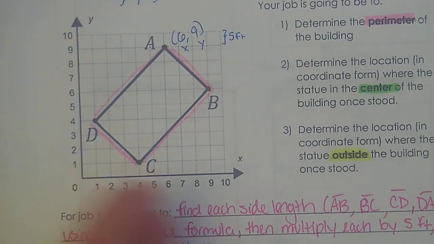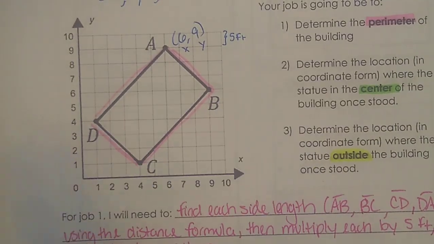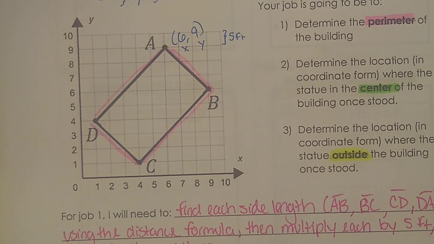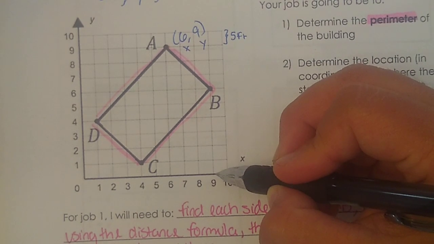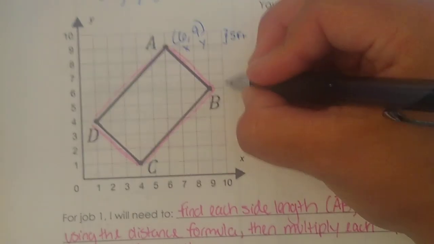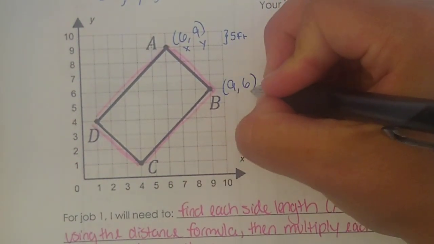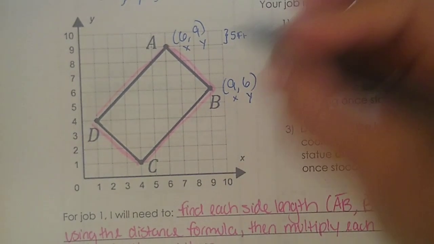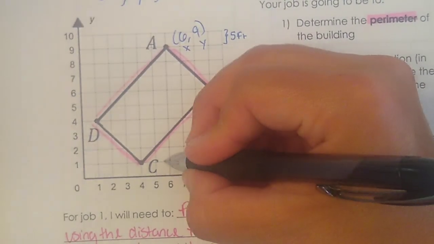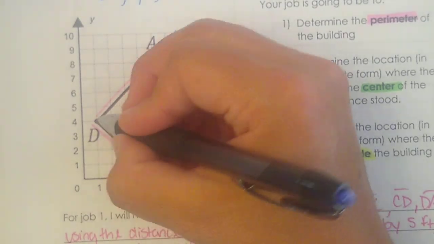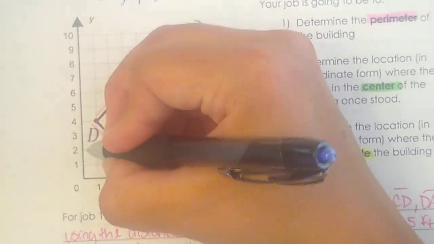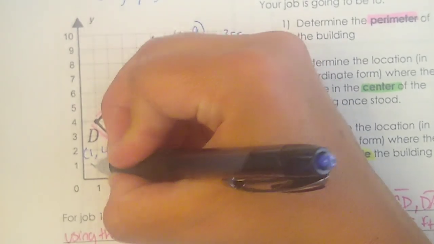So I always want to count over and then up, or over and down, whichever direction, whatever quadrant I need to be in, always starting at 0. B is 9 to the right and 6 up, so my coordinates are 9 comma 6. So X, Y. C, 4 to the right and 1 up, 4 comma 1, X, Y. And D, 1 to the right and 4 up, so that's 1 comma 4, X, Y.